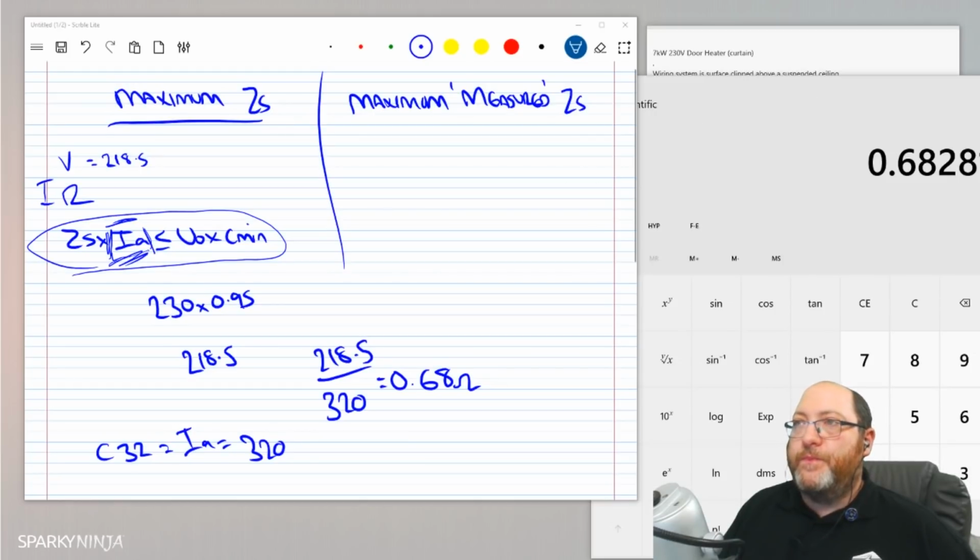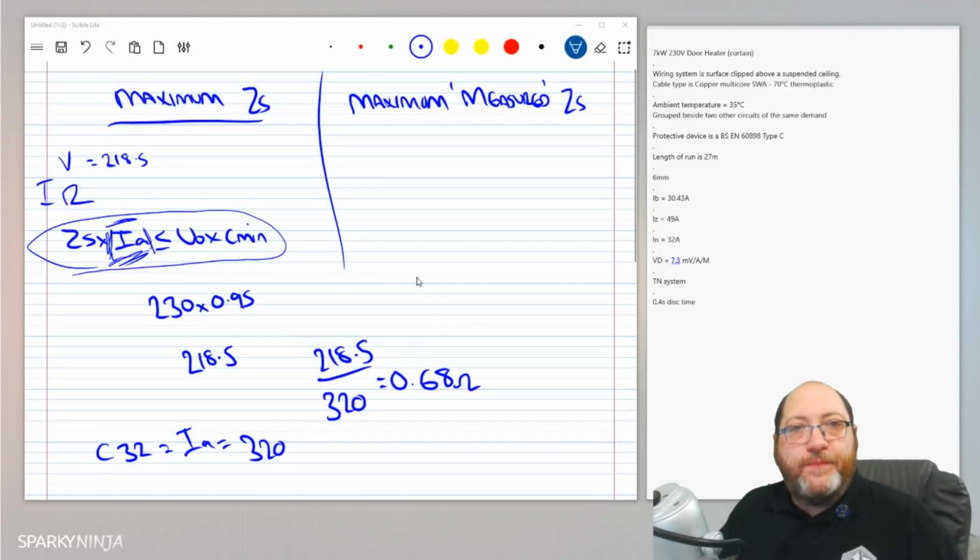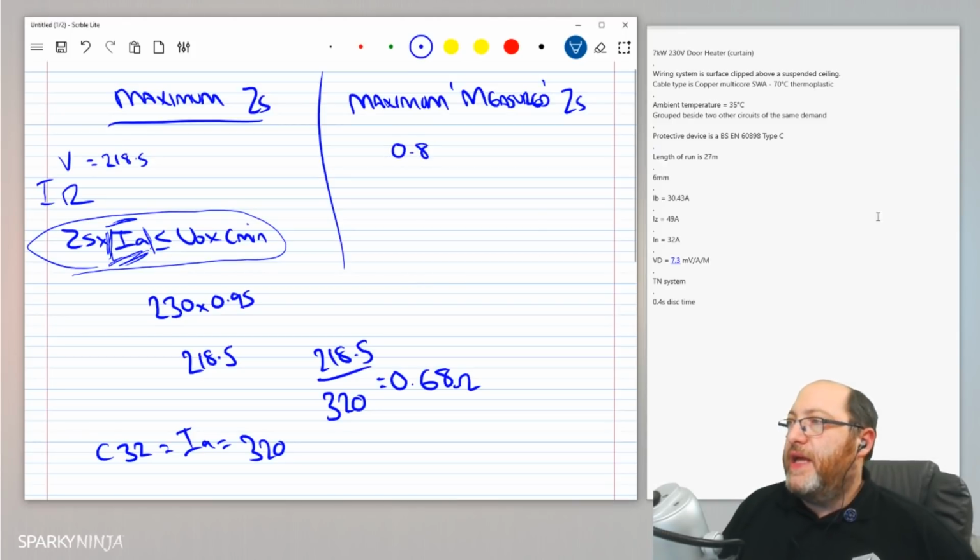Absolutely simple. Okay. If we were going to measure it, it's the same, except we apply a 0.8 factor to it. And you'll see that in Appendix 3. Right at the beginning of Appendix 3.